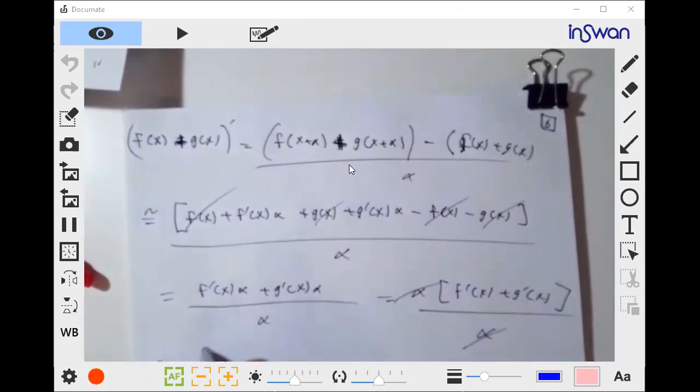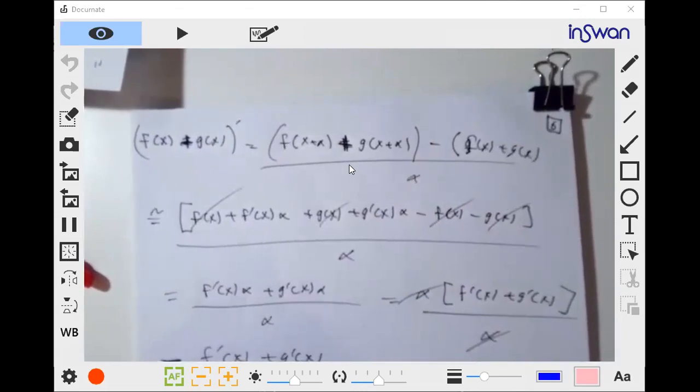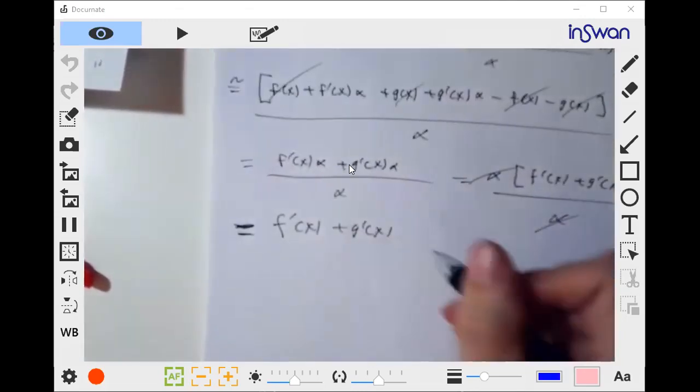The alphas cancel, so this just becomes f prime of x plus g prime of x. And we're done.